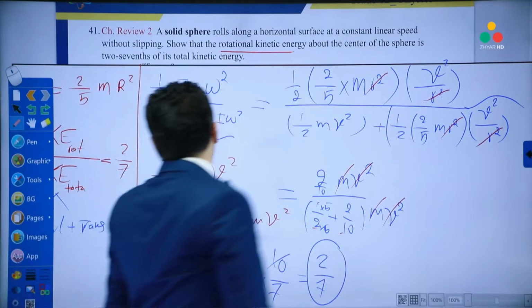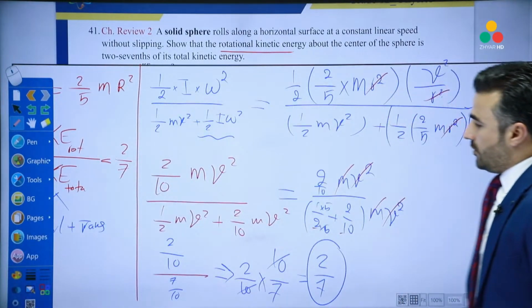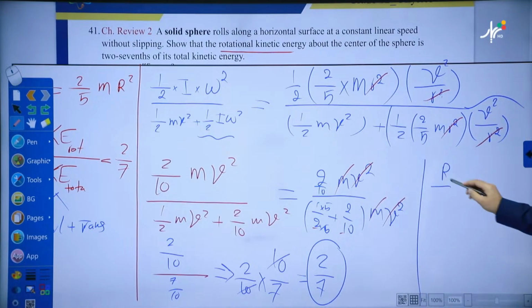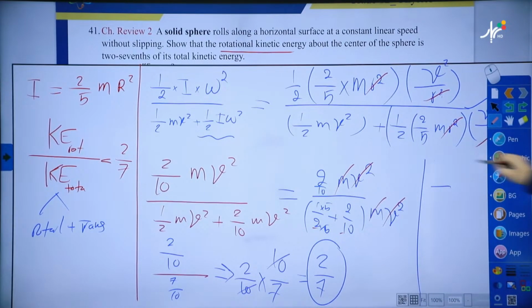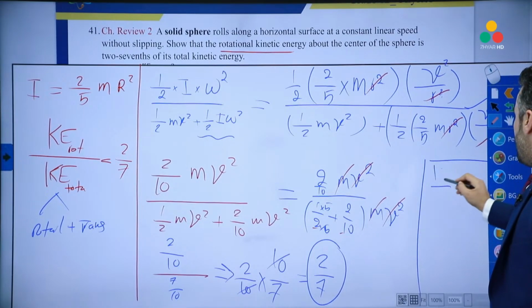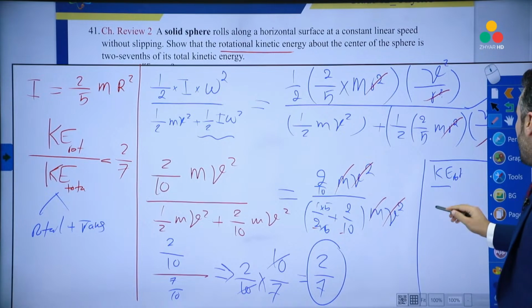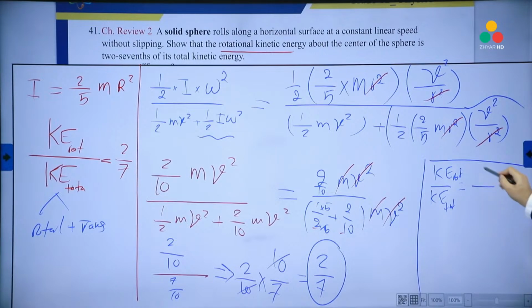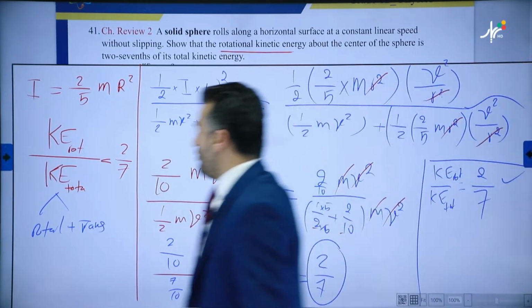So we can say that the rotational kinetic energy, the kinetic energy of rotation, over the total kinetic energy will equal to what? Equal to 2 over 7, and that is the proof, all right? I hope you got this.